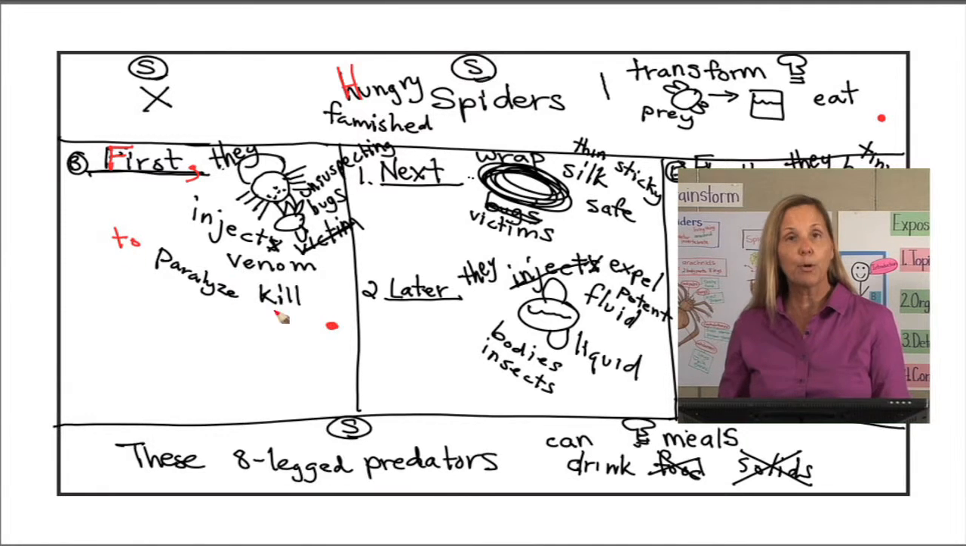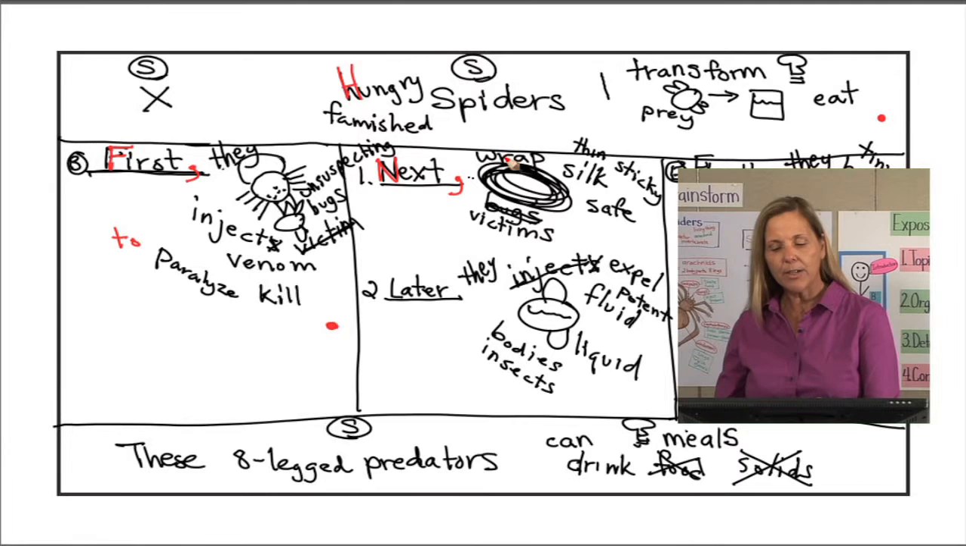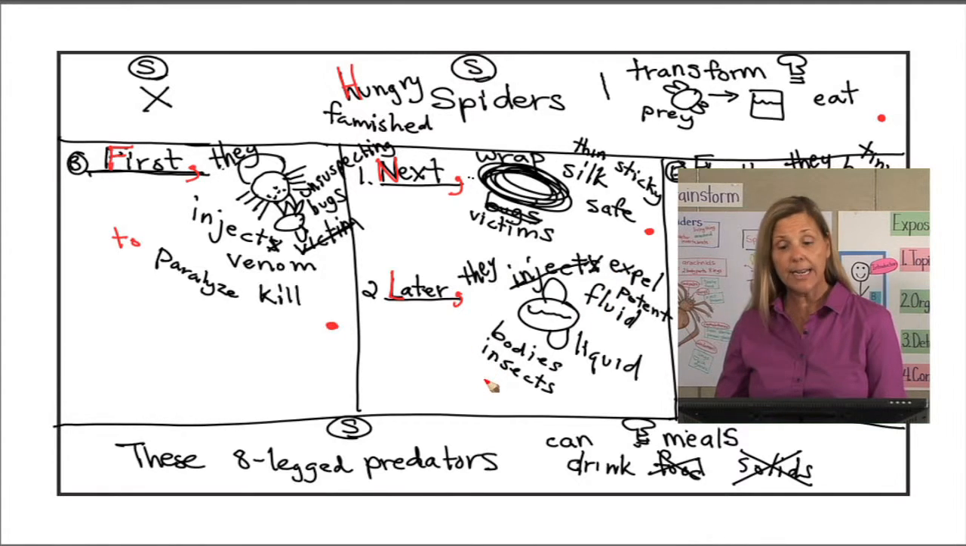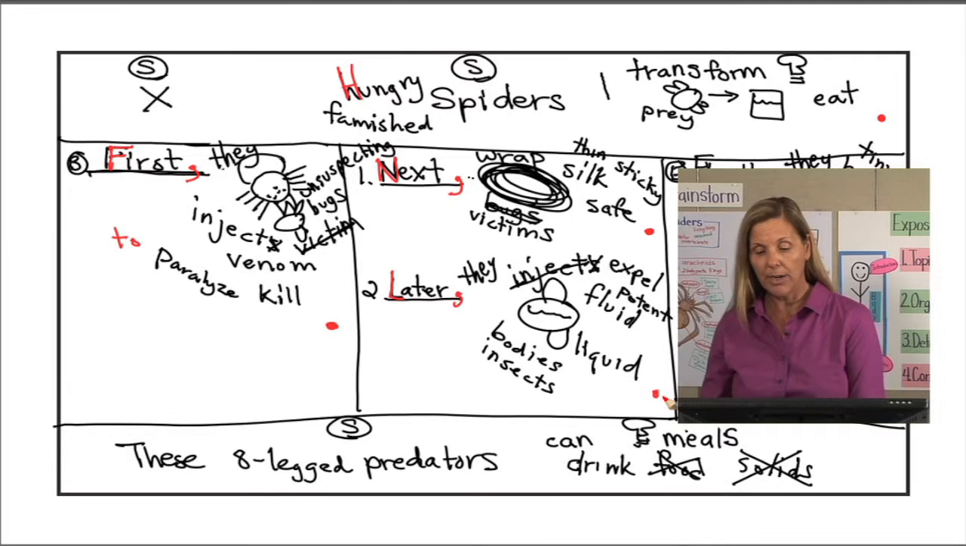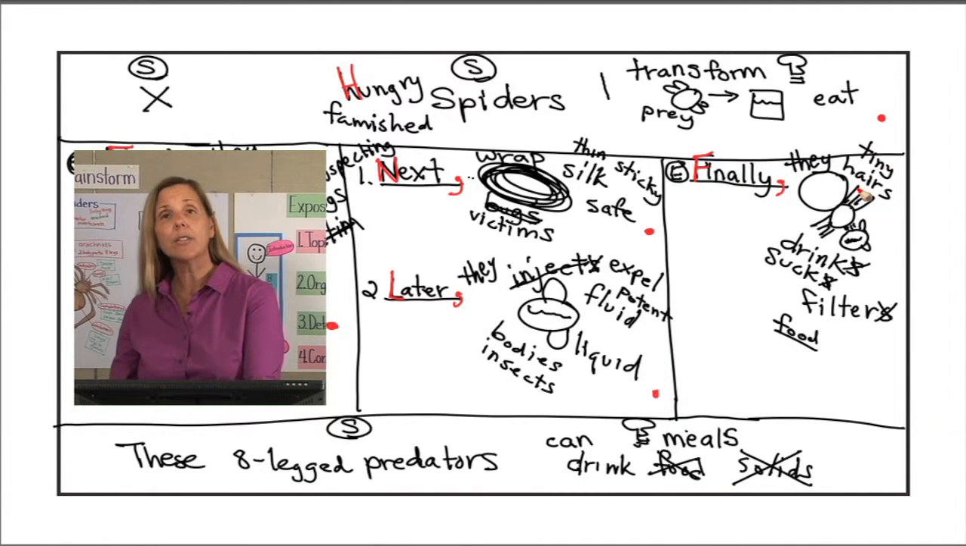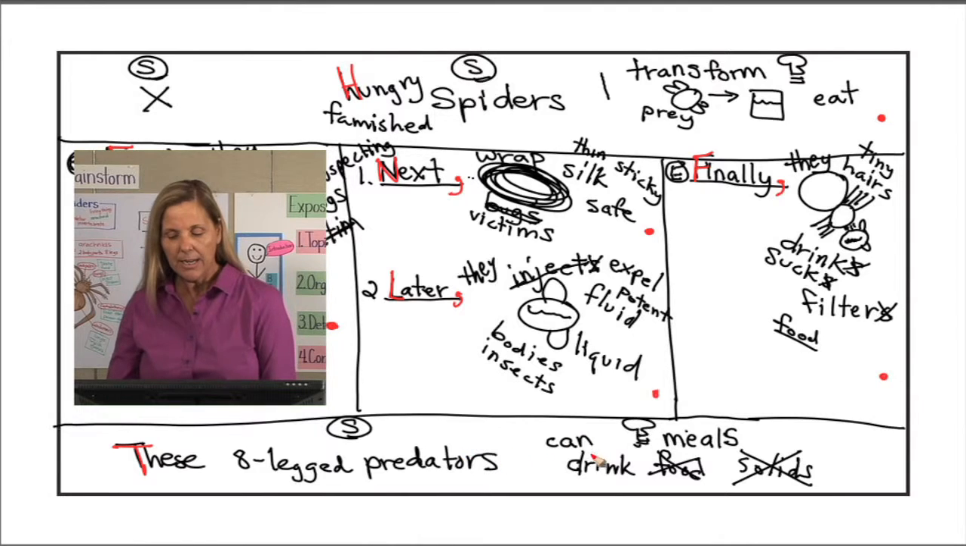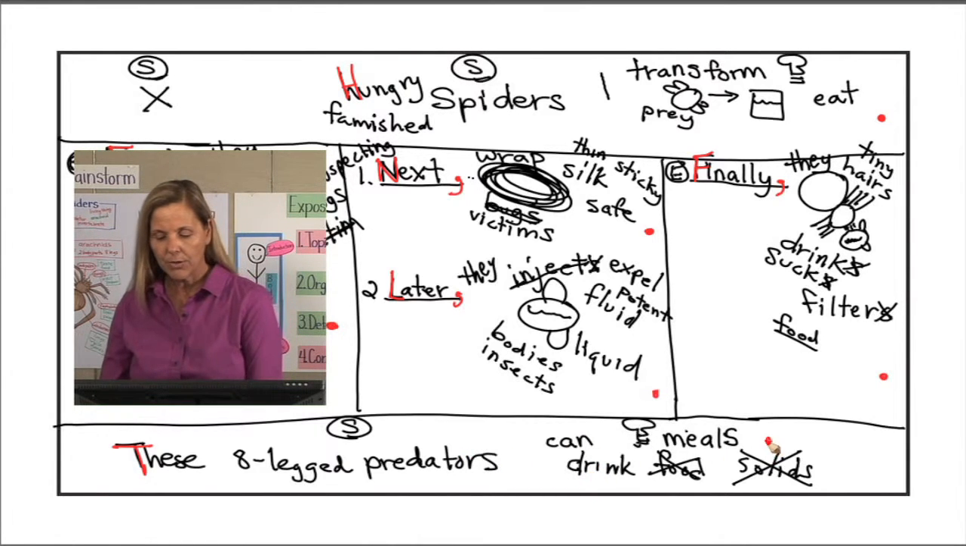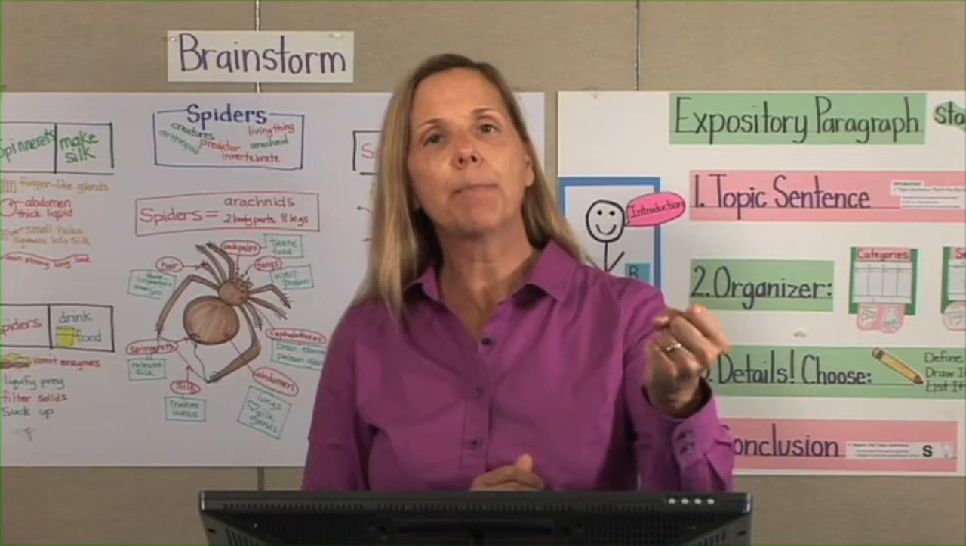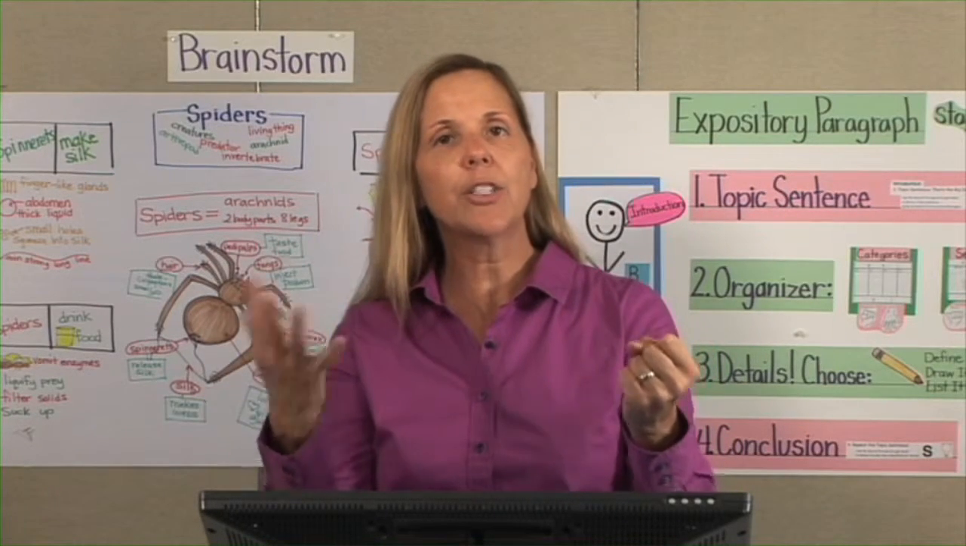And I'm going to put the word to there to remember how to connect that. Next, the spiders wrap their victims in a sticky, thin silk to carry away to a safe place, period. Later, comma, they expel a potent fluid inside the insects' bodies to turn them into a liquid, period. Finally, they use tiny hairs at the end of their mouth as a filter to suck up their food, period. These, capital, eight-legged predators can only drink their meals, period. All of the capitalization, commas, and periods are in place.